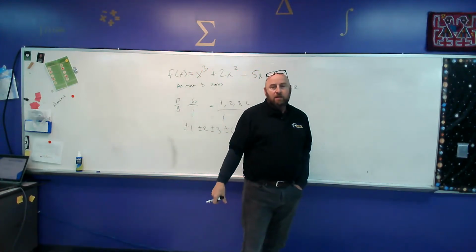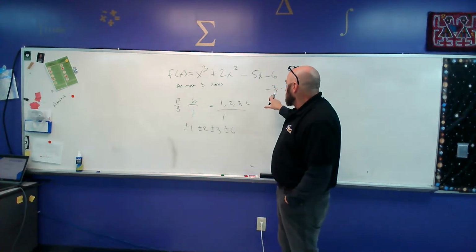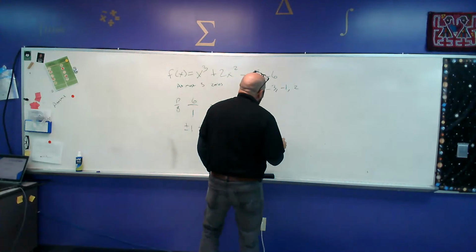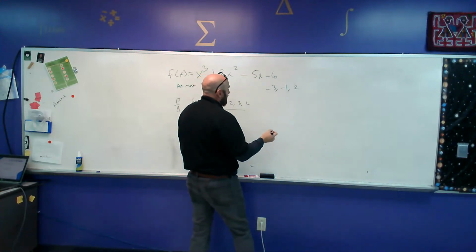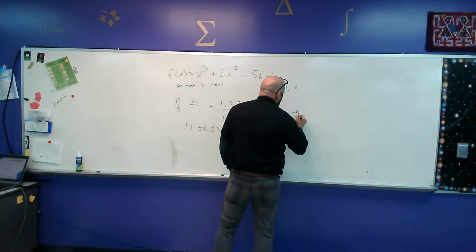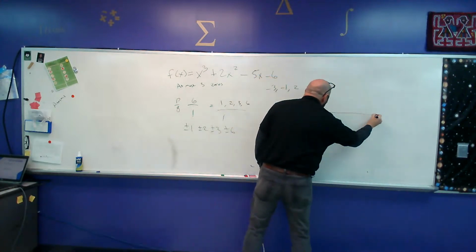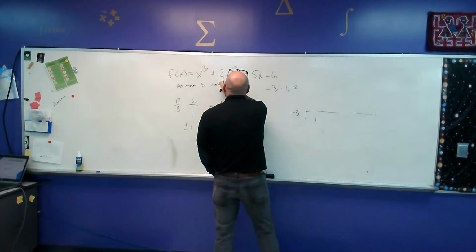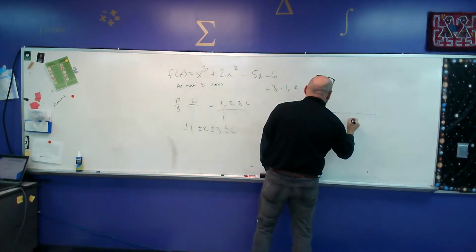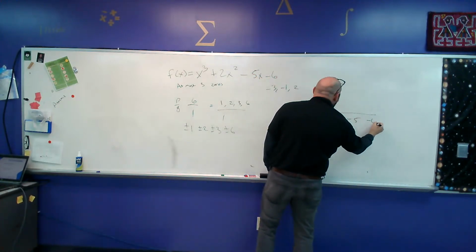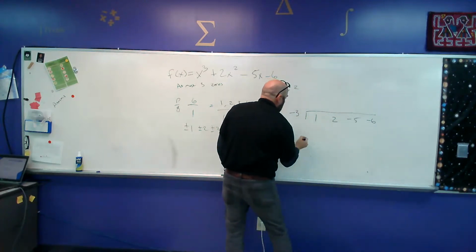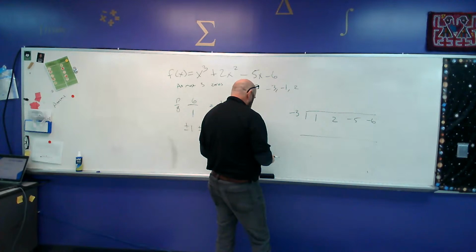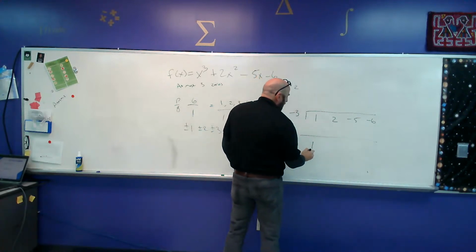Okay. So to test one of these, we'll test -3, and we're going to do it using synthetic division. So our coefficients are 1, 2, -5, and we have -6. First step in this, bring the 1 down.